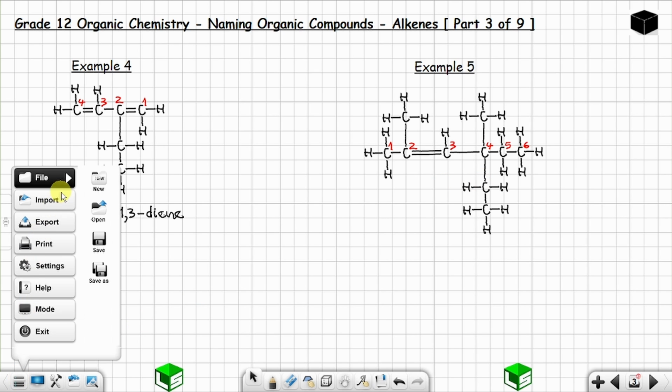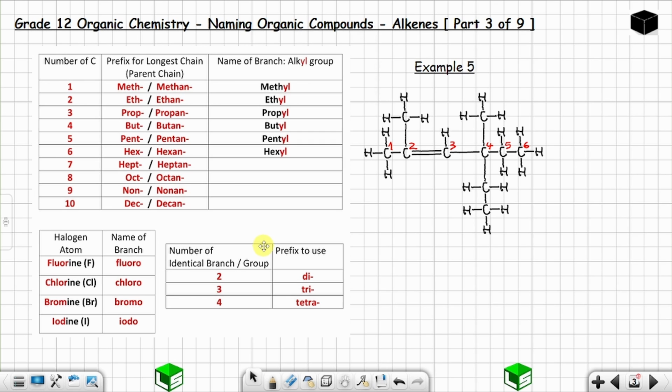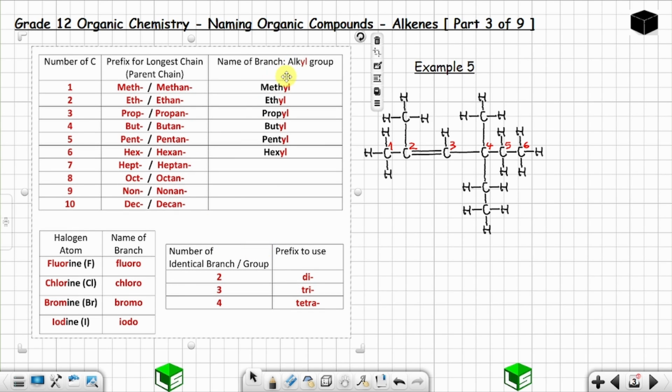Let me show you from the table. Okay, the branch, right? Name of the branch. When you have 1 carbon atom, you have a methyl. So this is a methyl and this is a methyl. When you have 2 carbon atoms, you have an ethyl. 2 carbon atoms, this is an ethyl.